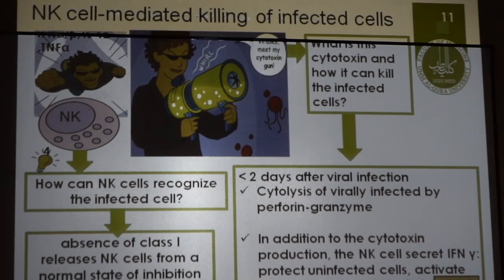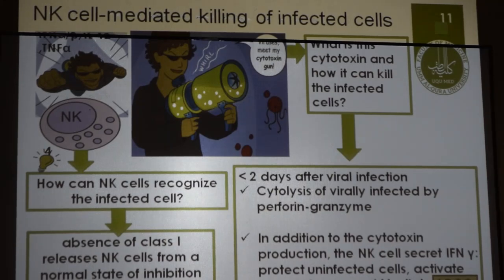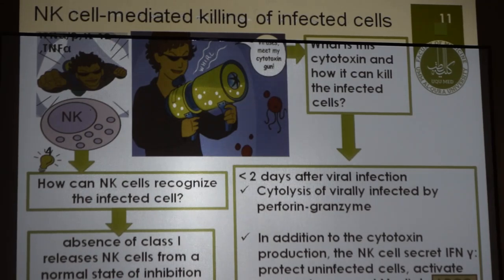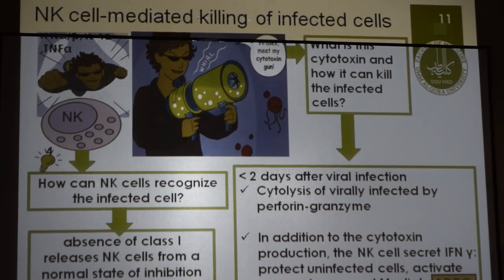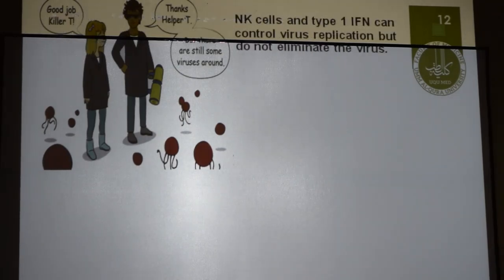That's one. Number two is stress receptors. There is a balance between inhibitory and stress receptors. So when viral infection occurs, stress receptors are expressed. And the third thing is ADCC, antibody-dependent cell-mediated cytotoxicity. Antibody binds to the viruses, activates the natural killer cells, and then they do the remaining job. Now, the killer cells have tried to do their job in the presence of the macrophages and type 1 interferon.